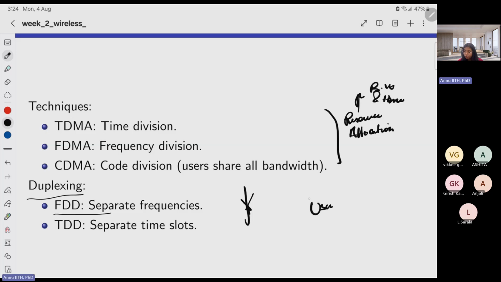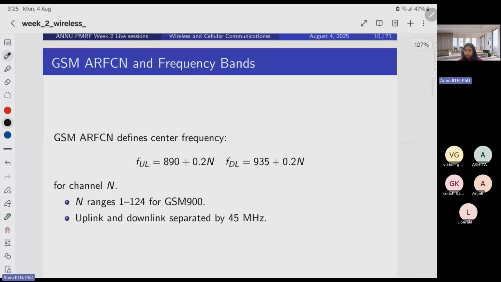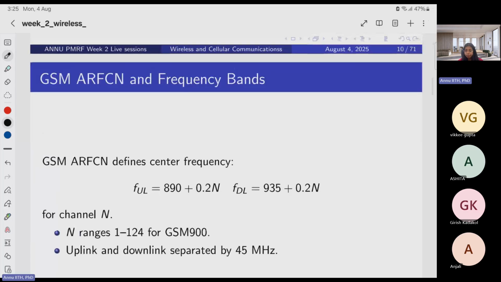But duplexing is like you have a base station and you have a user. If the user is communicating to the base station, then it is uplink, and if the base station is giving signal to the user, it is downlink. If the uplink and downlink frequencies are divided, it is FDD, and if the uplink and downlink are divided in time, then it is TDD. So that is the difference between duplexing and the multiple access techniques.